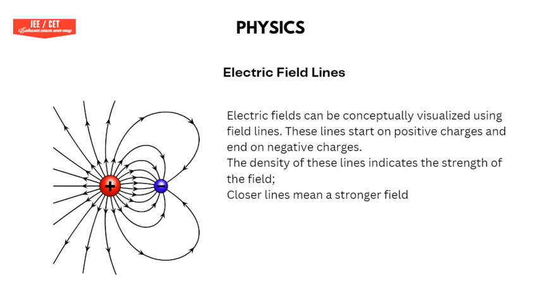What are electric field lines? Electric field can be conceptually visualized using electric field lines. Electric field lines start from positive charges and end on negative charges. The density of the lines indicates the strength of the field.